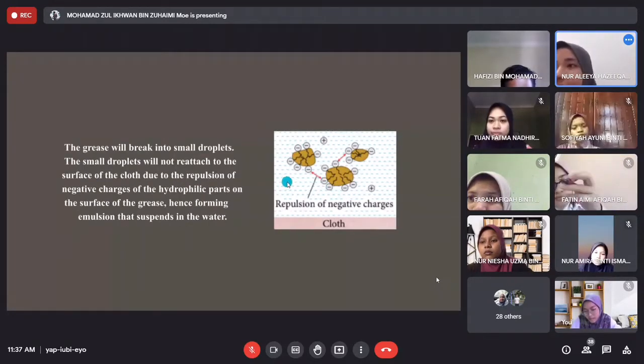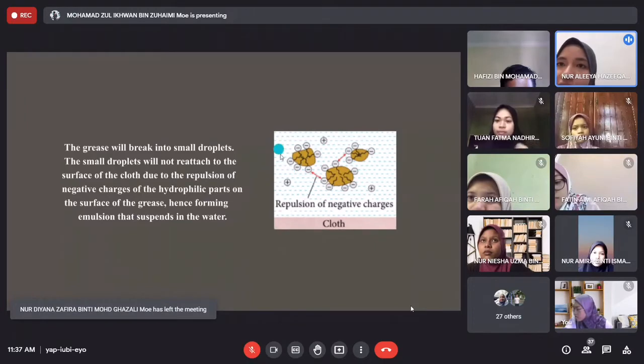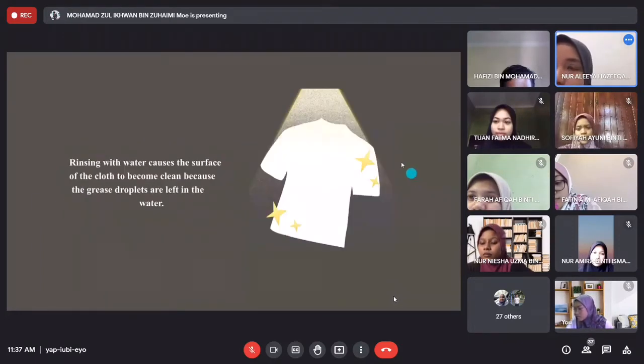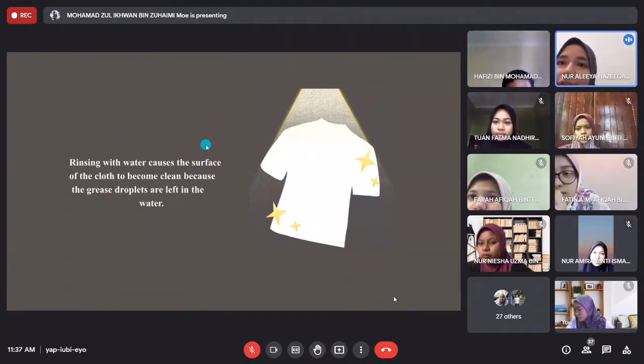The grease that is floating will then break into small droplets. The small droplets will not be attached to the surface of the cloth due to the repulsion of negative charges of the hydrophilic parts on the surface of the grease, hence forming an emulsion that suspends in the water. Lastly, rinsing with water causes the surface of the cloth to become clean because the grease droplets are left in the water.